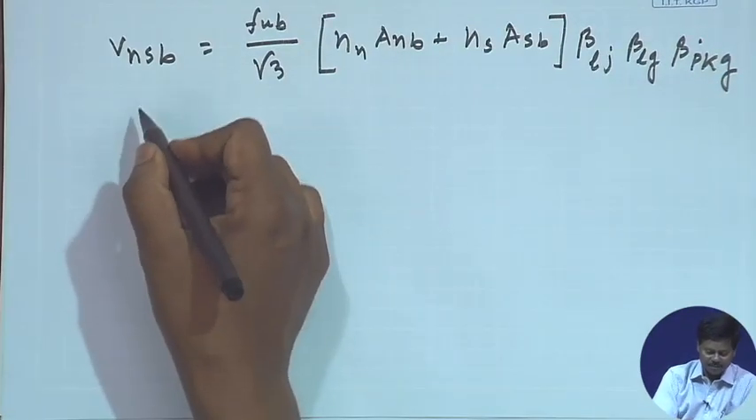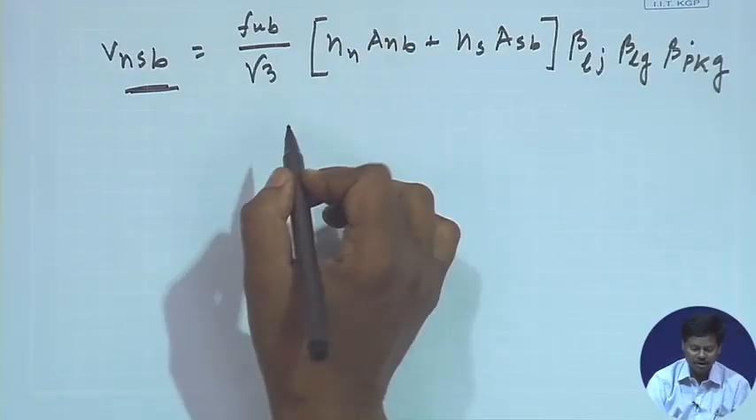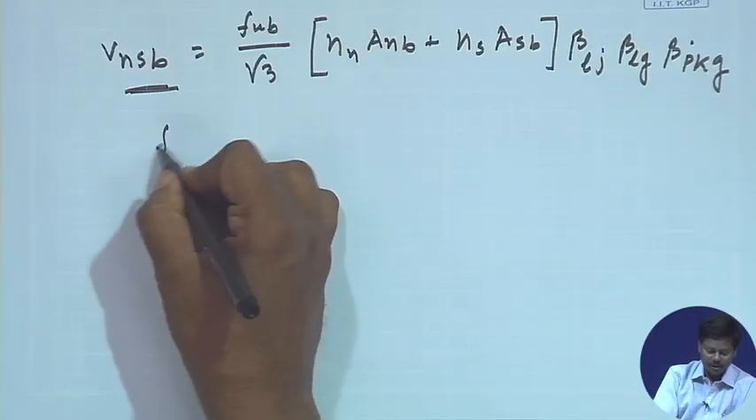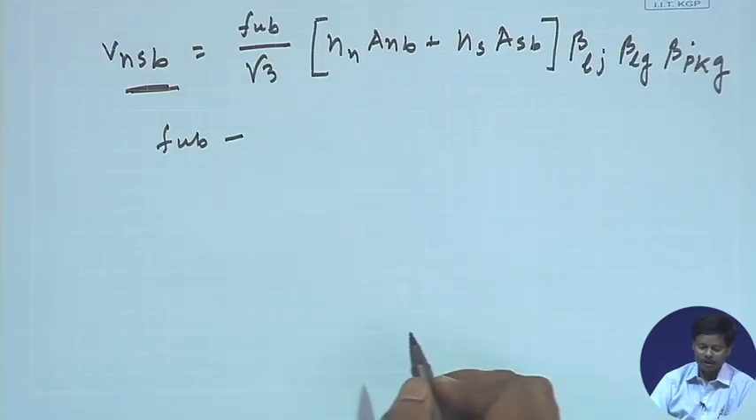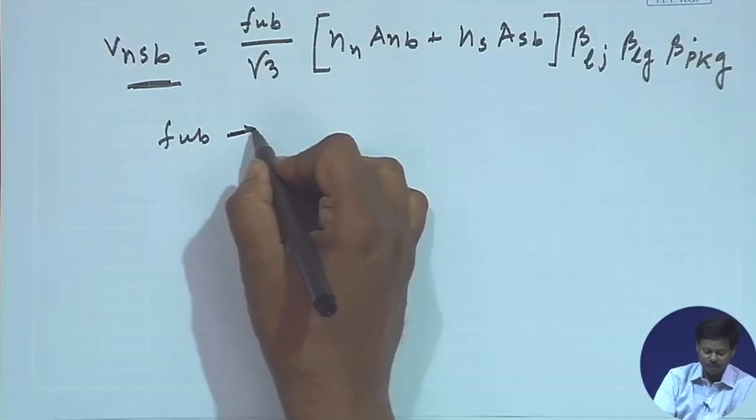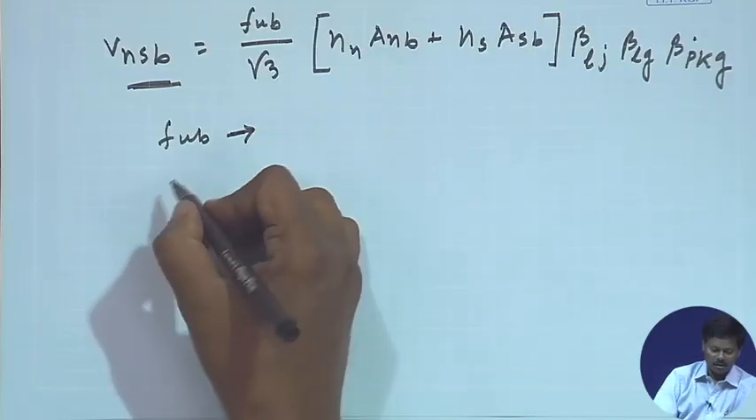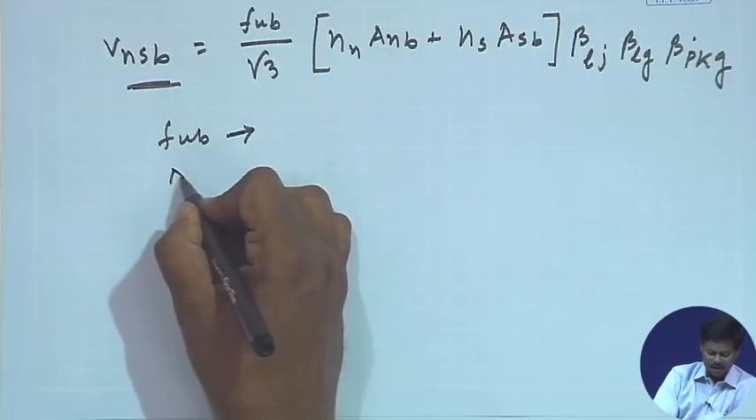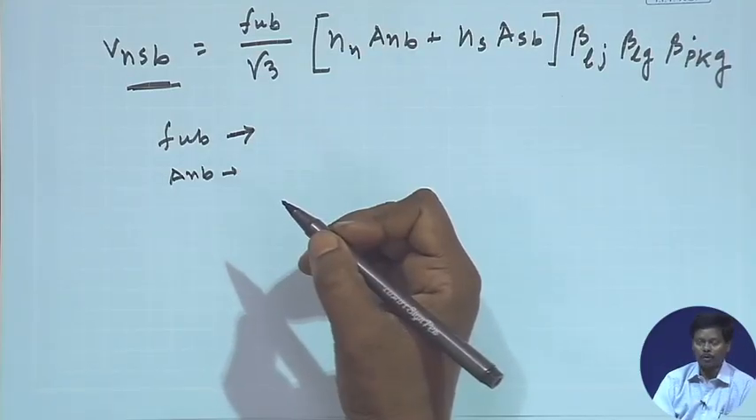This VNSB is nothing but the nominal capacity of bolts in shear, and fub is the ultimate tensile strength of the bolt. For different types of bolts, the ultimate tensile strength of the bolt will be different, which we can find out from the code. And Anb and Asb, I am coming to that. Anb is the net tensile area of the bolt to be considered at the root of the thread.